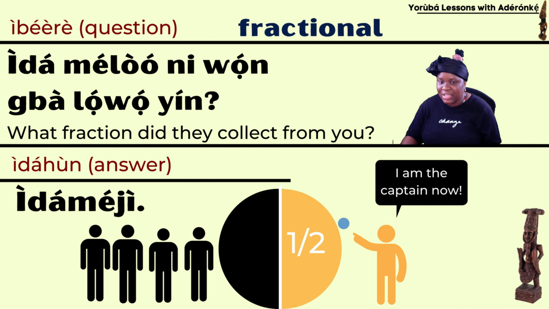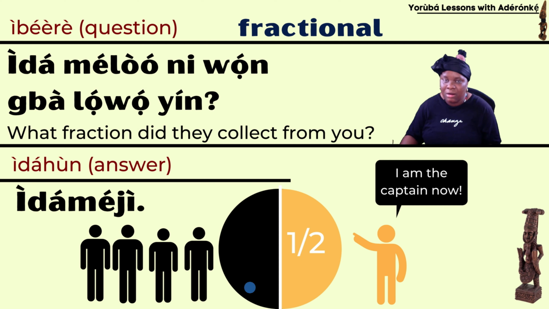Let's say this is a plot of land. Oh, they took off from us. Or they took off from me. If it's just one person, it doesn't really matter in that case. It could be one person. It could be 1,000. They took off of the shared property, as opposed to ìdá méjì méjì, where they took off each from each person.